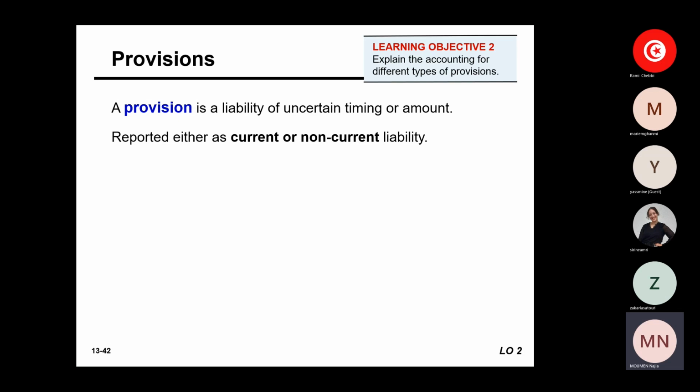Okay, so what makes the difference here is that we can find ourselves in a situation where I have a present obligation that is arising from past events, but the problem is that I don't know when I will settle that obligation, or for how much. That's why, of course, we call them a provision.